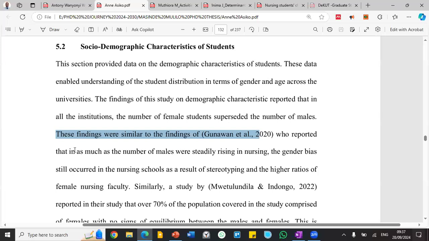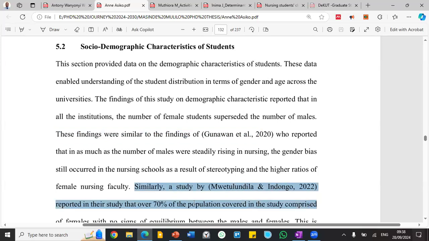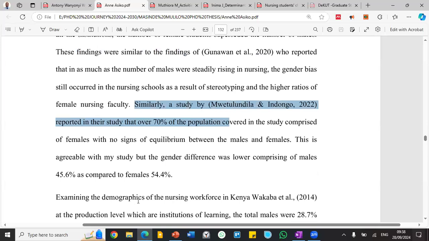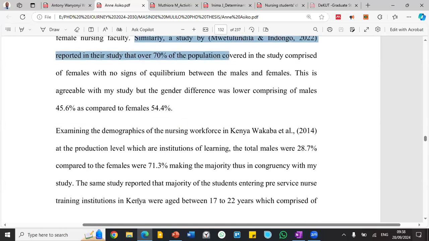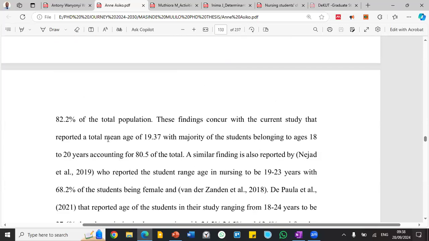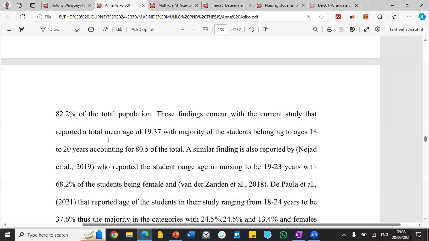It says, or she says here, the findings were similar to the findings of who reported that. Okay, the continuation. Similarly, there's another one here. Similarly, study by this reported that. Maybe I look for one that is contradicting. Let me show you this one I had seen.